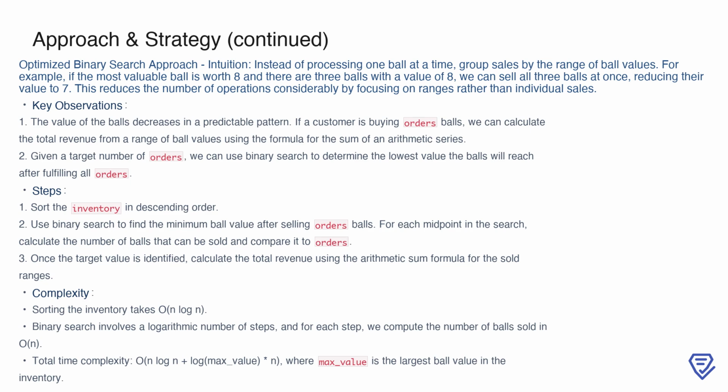The steps are as follows. First, sort the inventory in descending order. Then, use binary search to find the minimum value of the balls after selling all the orders. At each midpoint of the search, calculate how many balls can be sold and compare it to the number of orders. Once the target value is determined, the total revenue can be calculated by summing up the contributions from each range of values using the arithmetic sum formula. This method is much more efficient, with a total time complexity of O(n log n + log(max_value) * n), where max_value represents the highest initial value in the inventory.